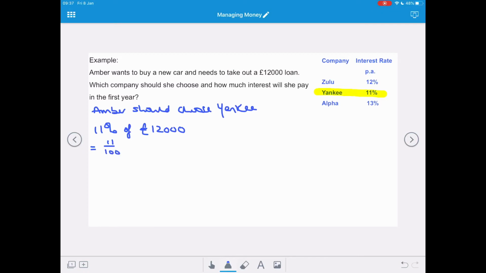We know that 11% is the same as 11 over 100. And we're multiplying that by 12,000. We can write that as a decimal, 0.11 times 12,000. And that gives us a first year interest payment of £1,320.